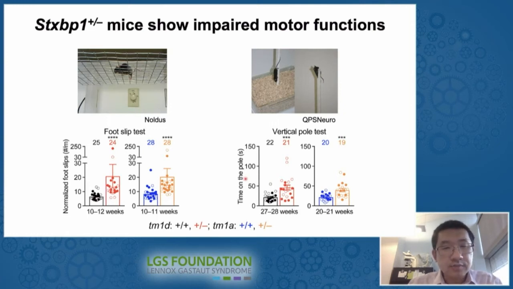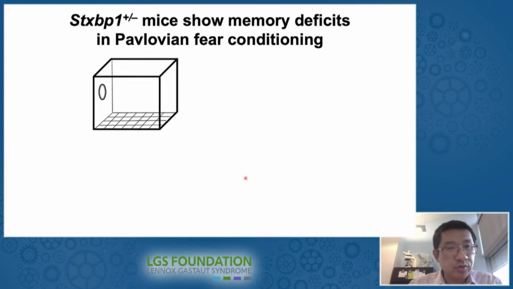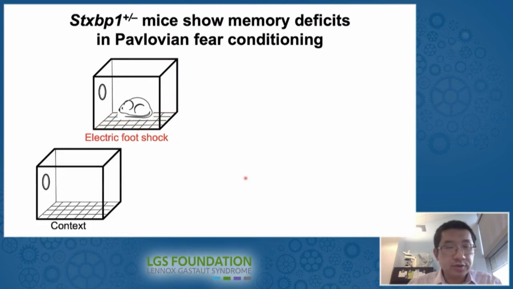We also test their learning and memory using the fear conditioning paradigm, because all patients have intellectual disabilities. In this type of experiment, we put the animal in a box and then play a song, followed by a foot shock, right? So this is an aversive experience. And then the next day, you put the animal back in the same box, but without the song, without the foot shock. If the animal remembers this is where it received the foot shock, then it will freeze, right? So we use this freezing behavior as an indication of their memory.